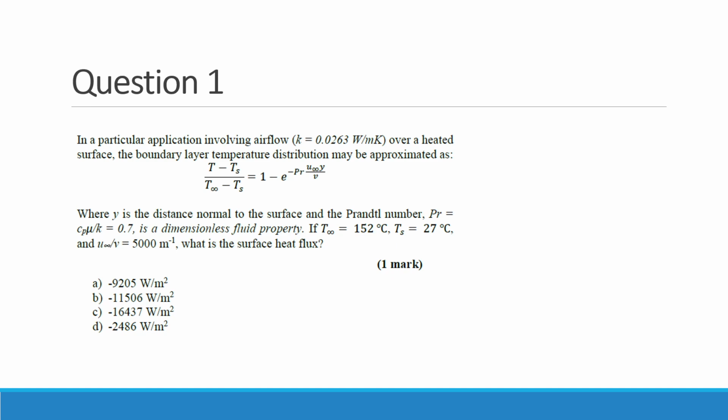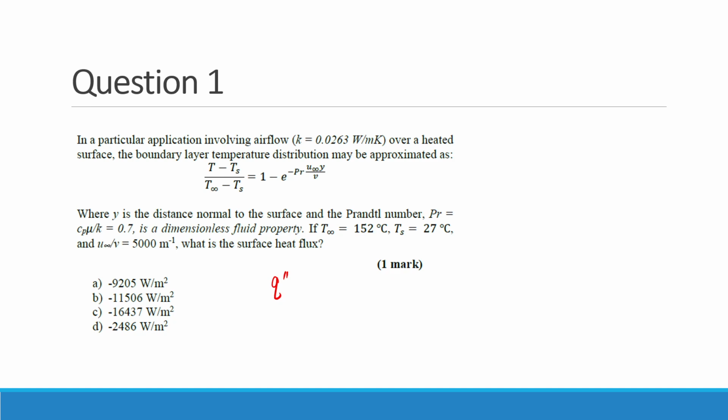So let's start with solving the first question of the day. The question states that in a particular application involving airflow over a heated surface, the boundary layer temperature distribution may be approximated by this given equation, where y is the distance normal to the surface and Pr is the Prandtl number. We have been given the Prandtl number, T infinity, Ts, and then this ratio, and we have been asked to find the surface heat flux, q double dash.